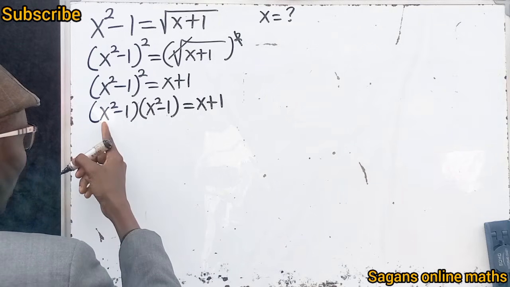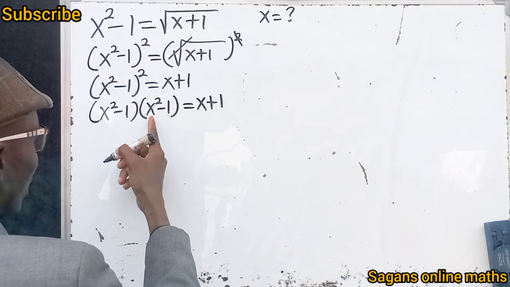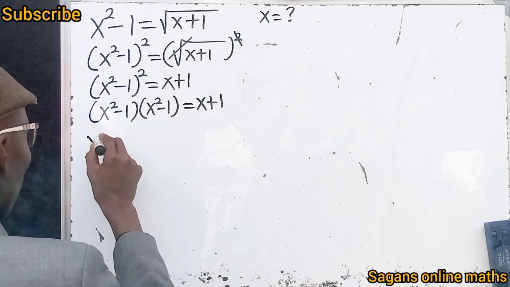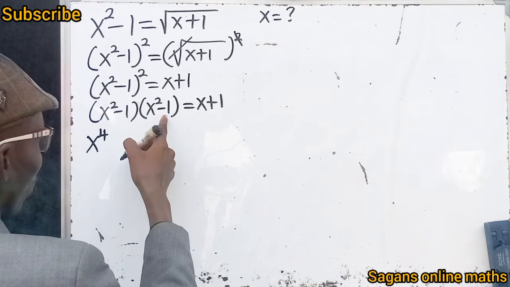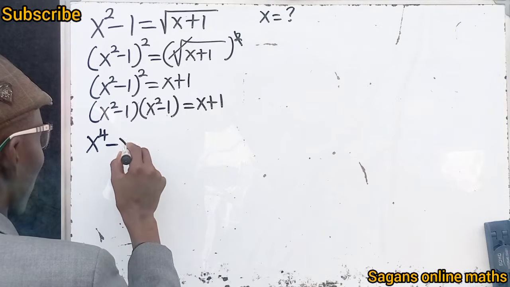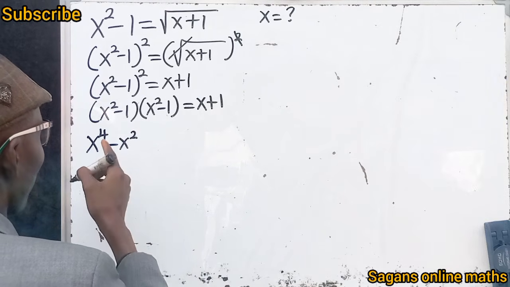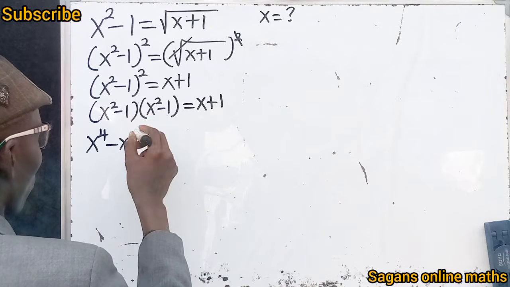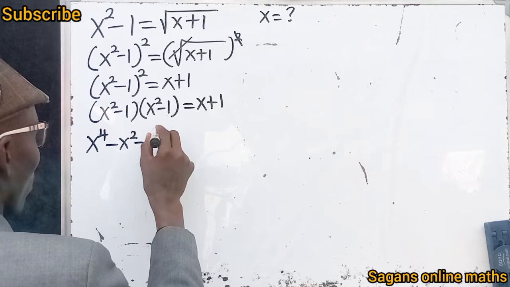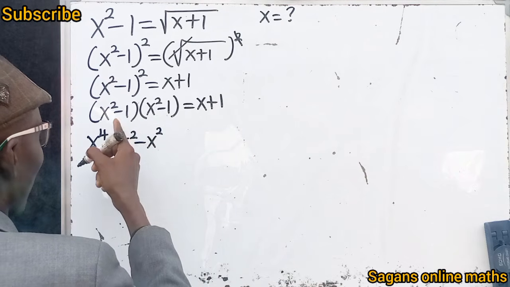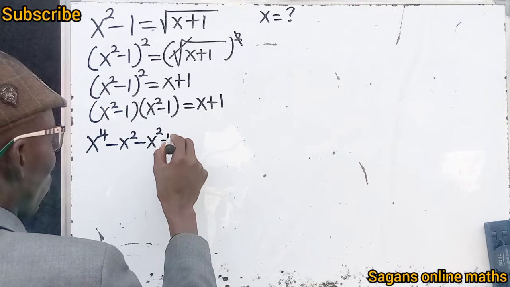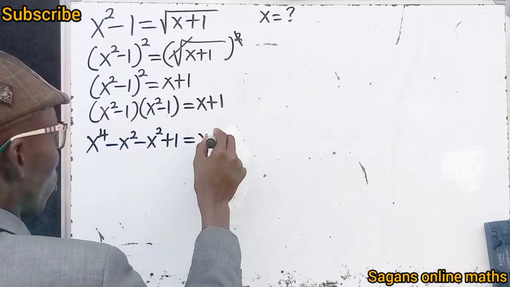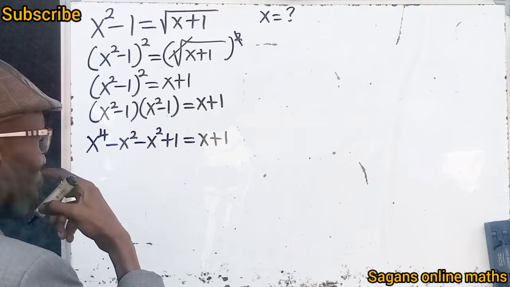Now, x to the power of 2 times this x to the power of 2 gives us x to the power of 4 by obeying the properties of indices. Then x to the power of 2 times 1 times minus 1 gives minus x to the power of 2. Then minus 1 times this gives us minus x to the power of 2, right? Then minus 1 times 1 will give us plus 1. All this equals x plus 1. Alright.